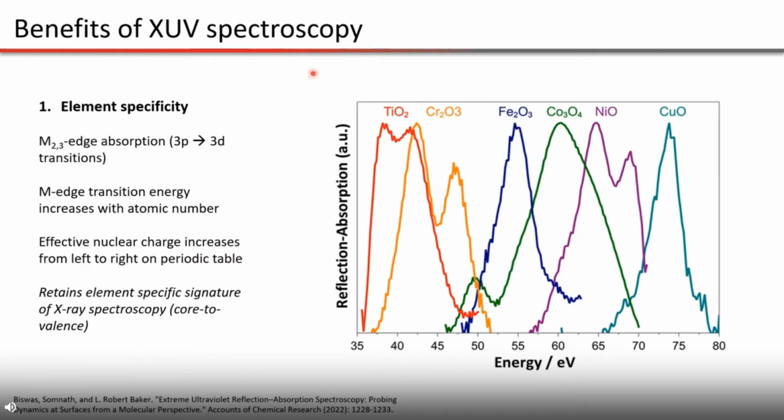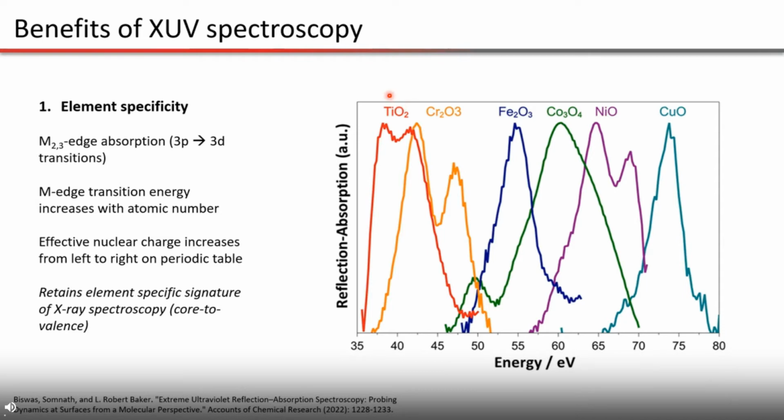So the benefits of XUV spectroscopy, I'll get into a little bit. Many of these relate to X-ray spectroscopy in general, not just extreme ultraviolet, but X-ray as well, and I'll highlight the XUV-specific ones in a little bit. The first that I'll talk about is element specificity. Here I'm showing a spectrum from my own group's research, where we can see the energy window from 35 to 80 eV. This is XUV, but the same principle applies to X-ray spectroscopy in general. We're looking at the M2,3 edge absorption, so these are 3p to 3d transitions.